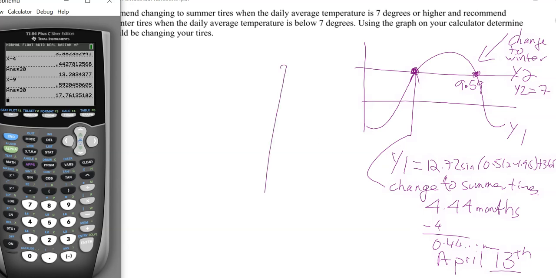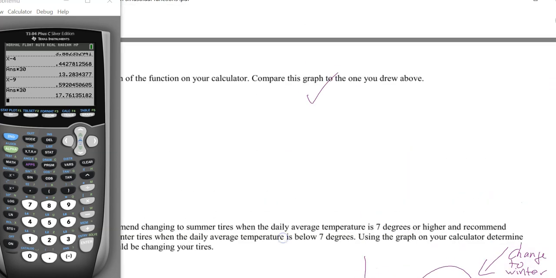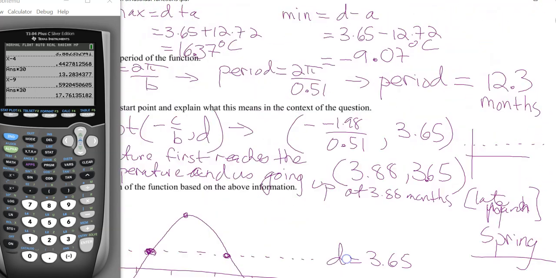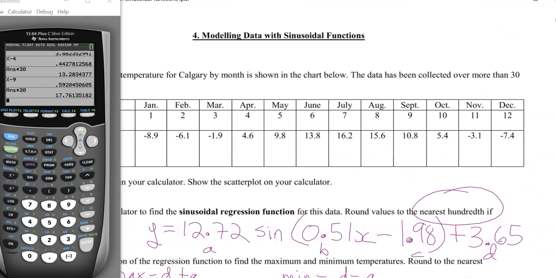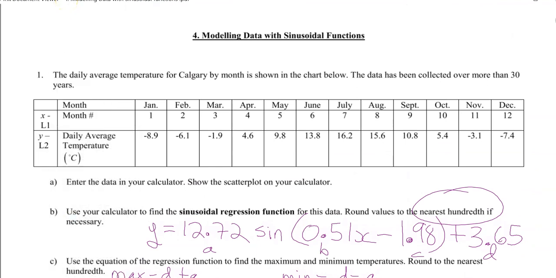So to review, just run through this, what did we do? We were given a table of values which describe something which varies sinusoidally, right? It's got that wave-like pattern, so temperature. This is real data for Calgary over the last 30 or 50 years or something. We put it in the calculator, we drew a scatter plot, looked at it and said, yeah, it looks sinusoidal, right? It looks like a wave.